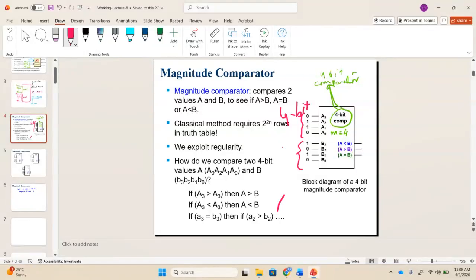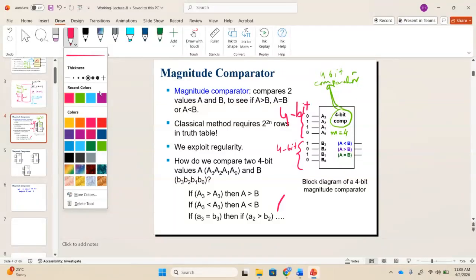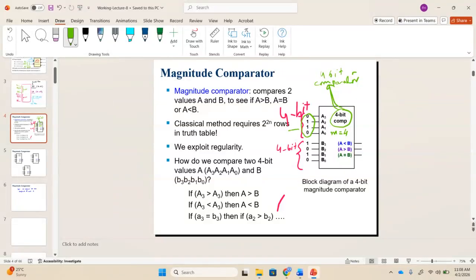What is the size of B here? 4-bit. A is also 4-bit and B is also 4-bit. And then we're comparing A and B. And this is an unsigned number. So what is the value of A here? If you convert this into binary, help me. The value of A is 0110.